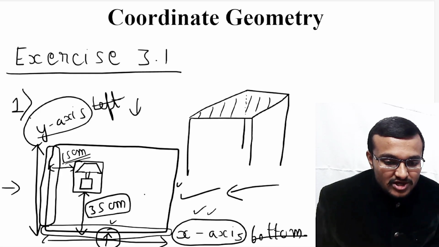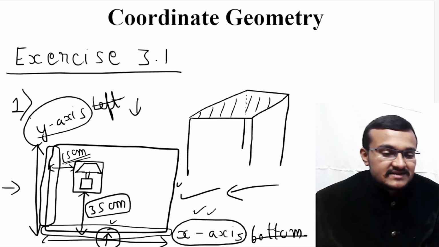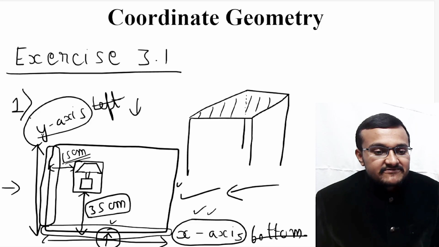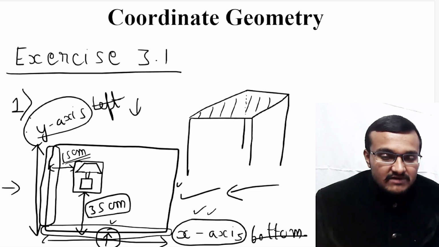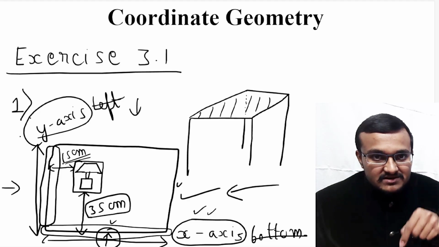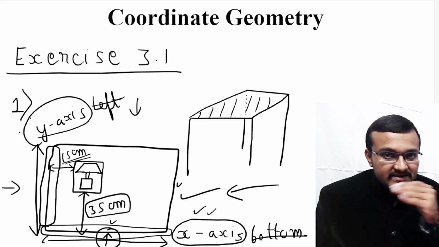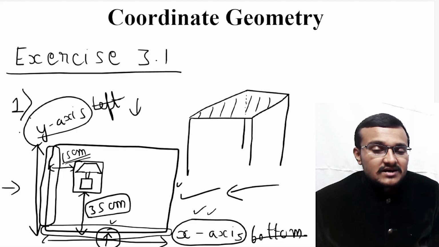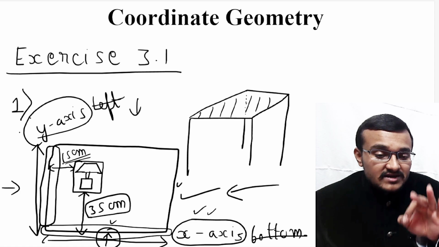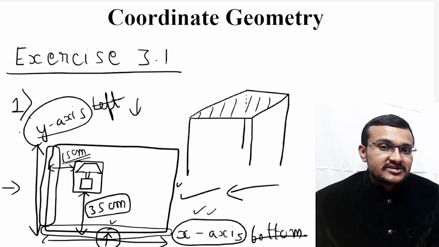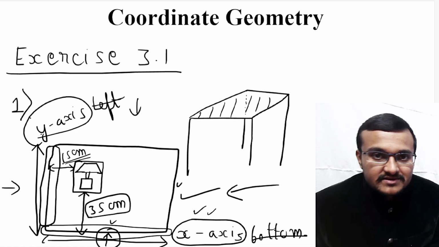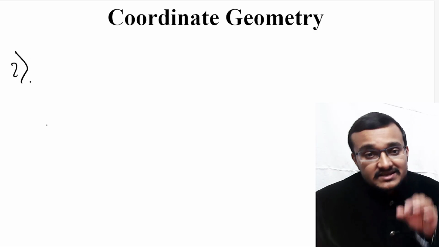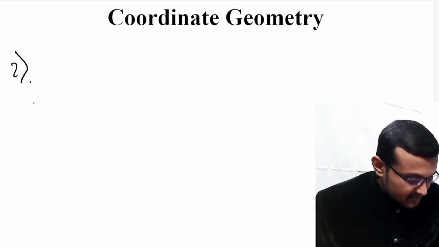So simply you can call these the x axis and y axis and say that it is 35 centimeters away from the x axis and 15 centimeters away from the y axis on the table surface, from the defined x and y axis. So this is how you can answer a person about the position of this particular table lamp on the table. Now we will look into the second question in the same exercise 3.1.